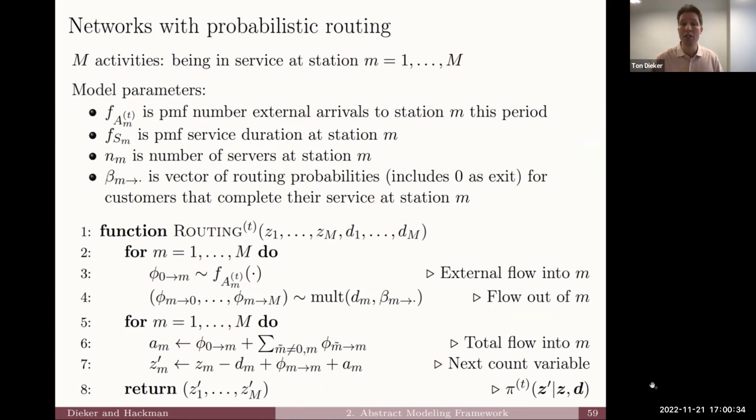Now, what is interesting about this representation is we have introduced new variables, local variables, namely these flow variables. And I also want to say that even though it looks like this is a simulation program, we actually don't simulate. We just use this to specify a probability mass function.